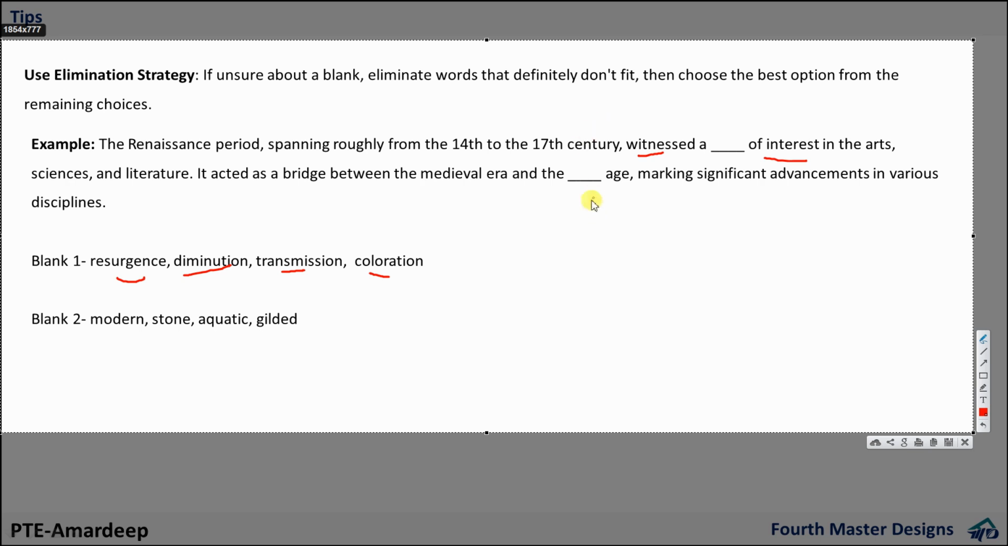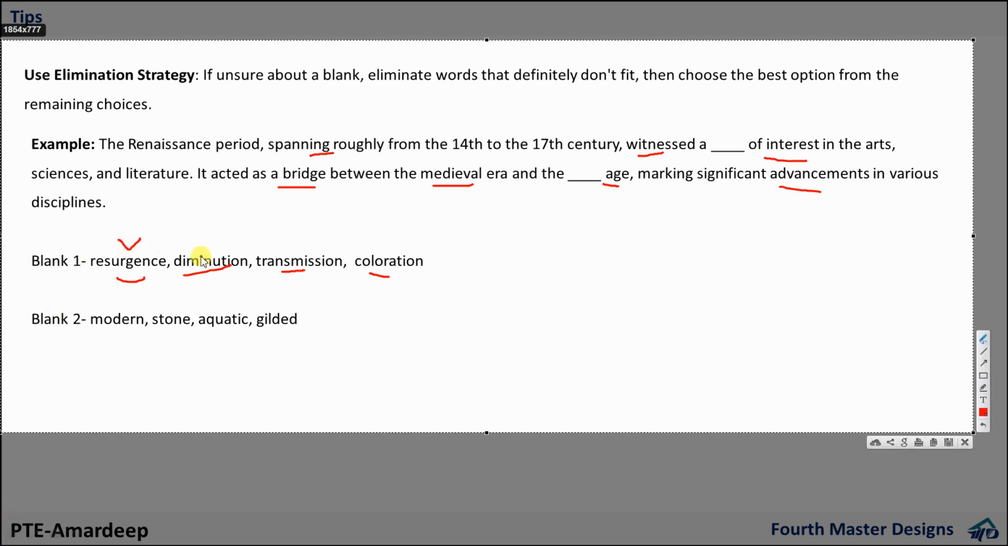Now, what is written here? Spanning roughly, witness a dash in the arts. It acted as a bridge between the medieval and dash age, making significant advancement in. So we are getting something like a positive vibe here. They are hinting that it increased. So resurgence is the closest one.